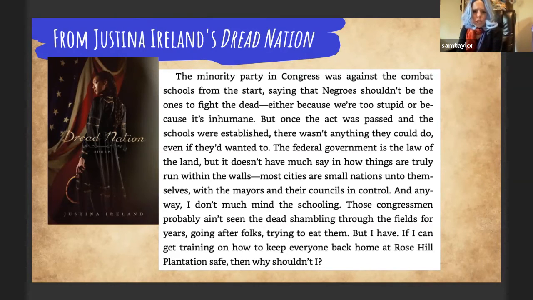Most cities are small nations unto themselves, with the mayors and their councils in control. And anyway, I don't much mind the schooling. Those congressmen probably ain't seen the dead shambling through the fields for years, going after folks trying to eat them. But I have. If I can get training on how to keep everyone back home at Rose Hill Plantation safe, then why shouldn't I?